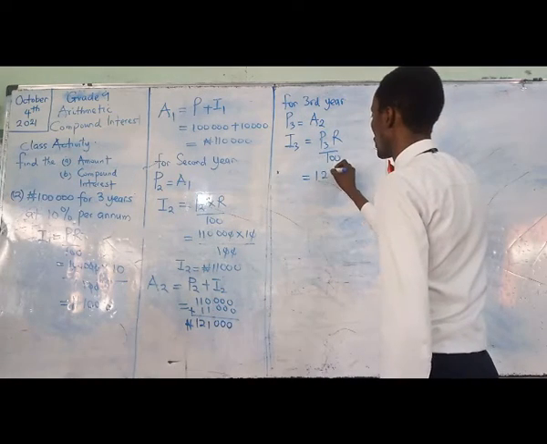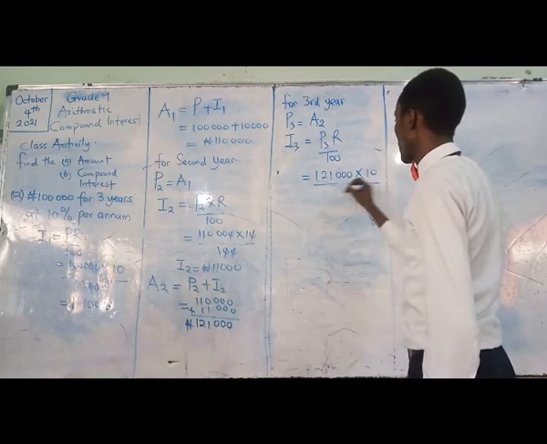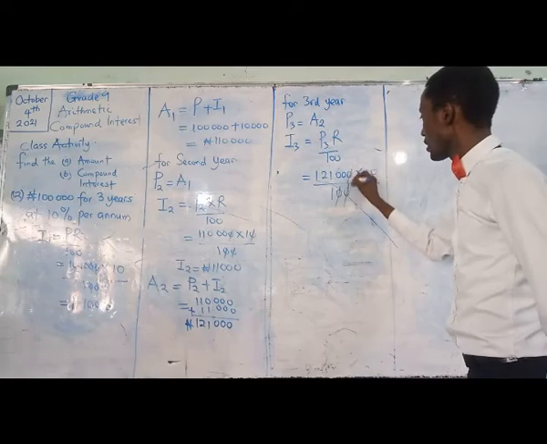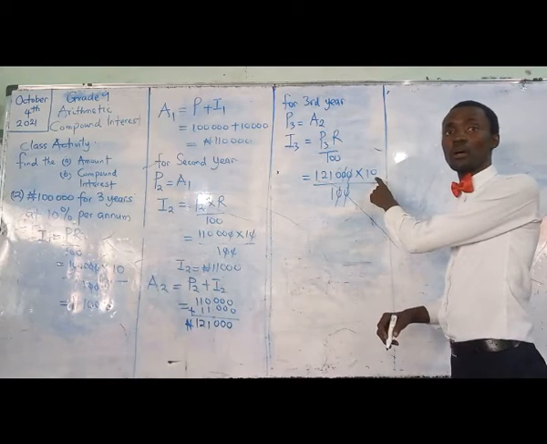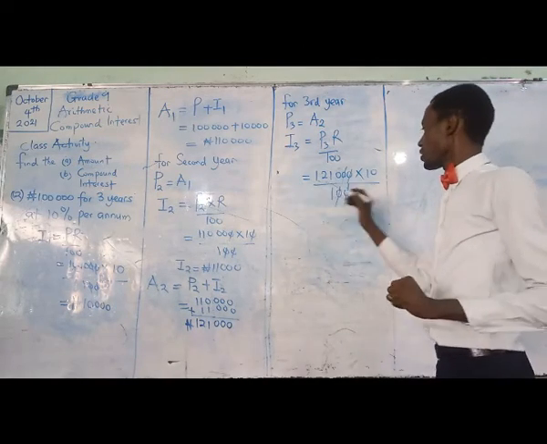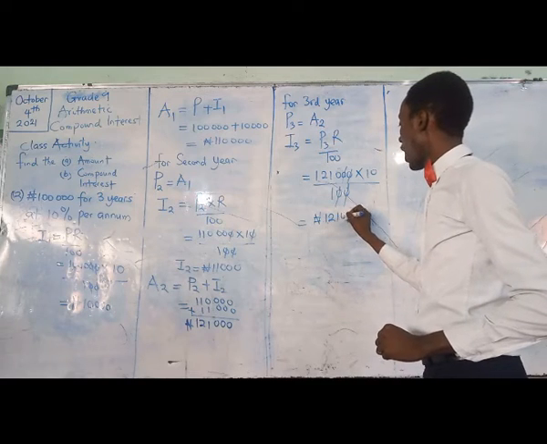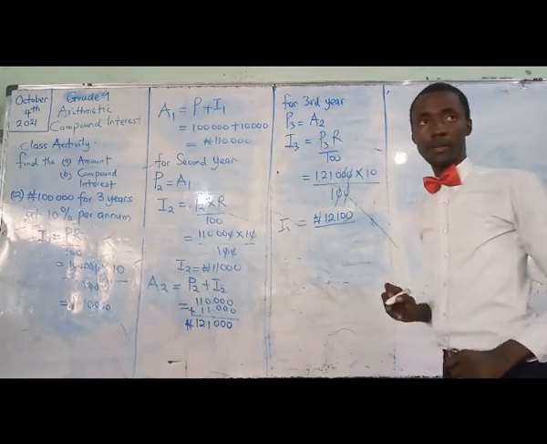So 121,000 times the rate, which is 10, divided by 100. So I can cancel out. Notice that in cancelling, I didn't cancel this one out, although you can actually cancel this and cancel one from this, you still get the same result. So at the end of the day, I'm going to have 12,100 as the interest for the third year.